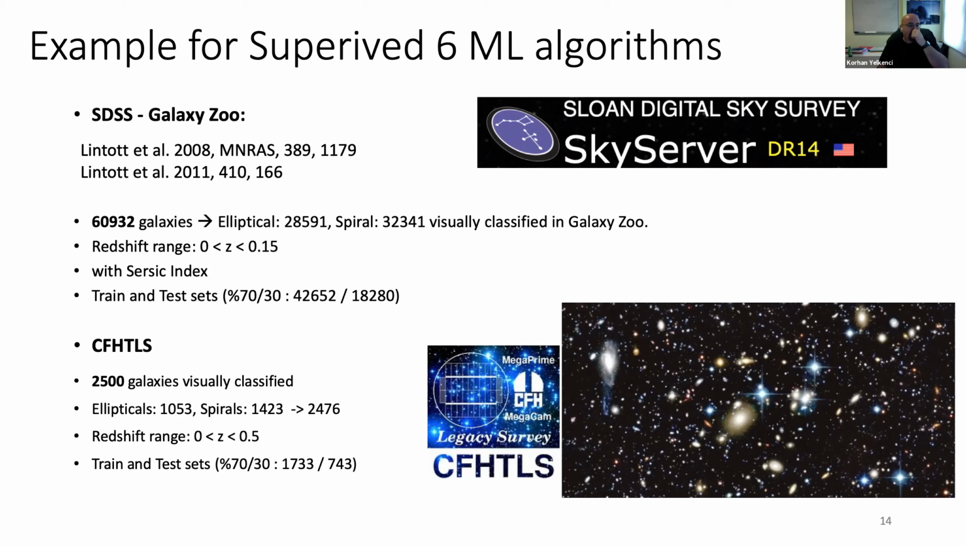And we compare the same algorithms we use for the Galaxy Zoo SDSS galaxies on our own classification. We use CFHTLS Galaxy Legacy Survey data, 2,500 galaxies that we visually classified, and you see the elliptical and spiral numbers as labeled, with redshift between 0 and 0.5, and training and test as you see.